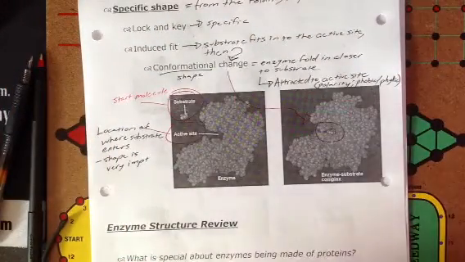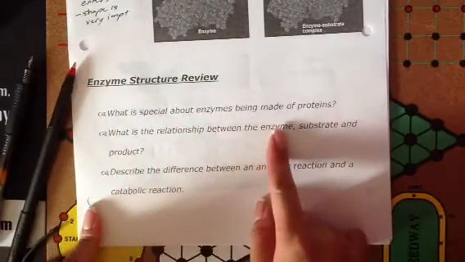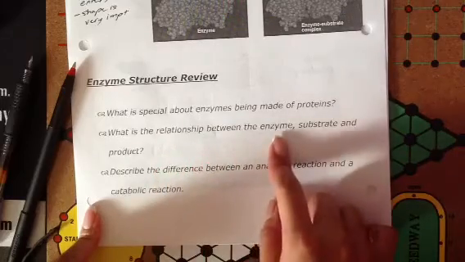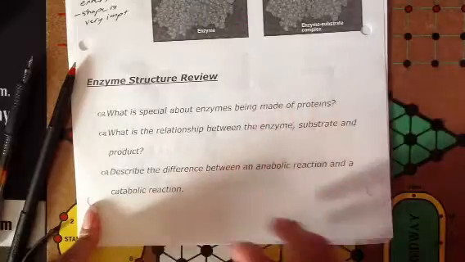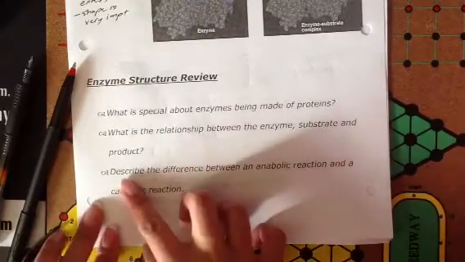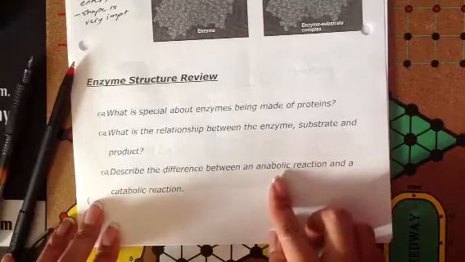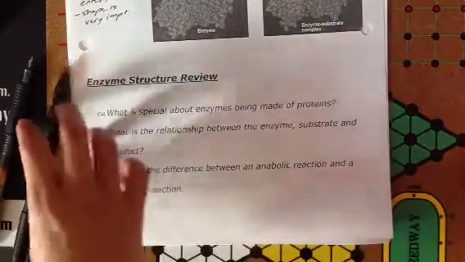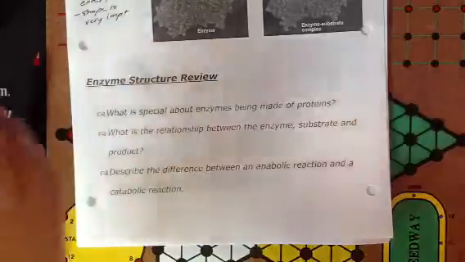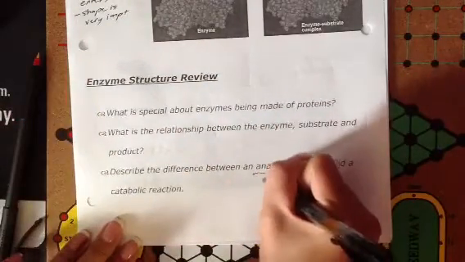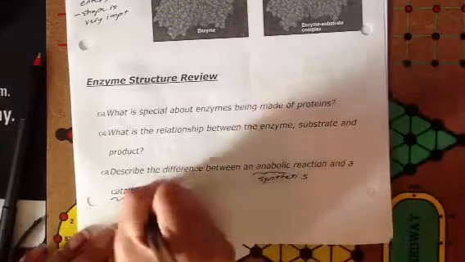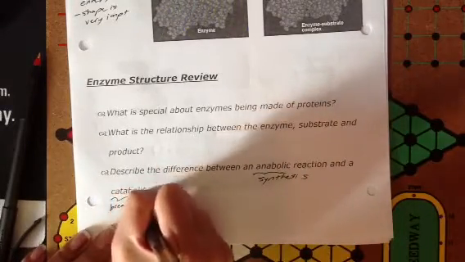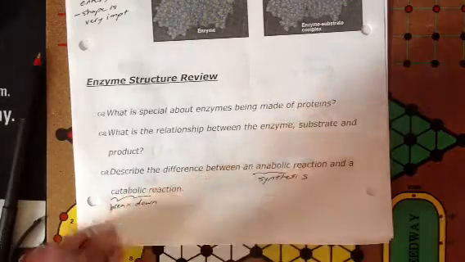So again, we want to make sure that we take a look or review what is special about enzymes, what is the relationship between the enzyme, substrate, and products. You want to look back over that diagram of the entire process. And you also want to be able to describe the difference between the anabolic reaction and catabolic reaction. And just as a little hint or reminder, anabolic is a synthesis reaction, and catabolic is a breakdown reaction. Okay?